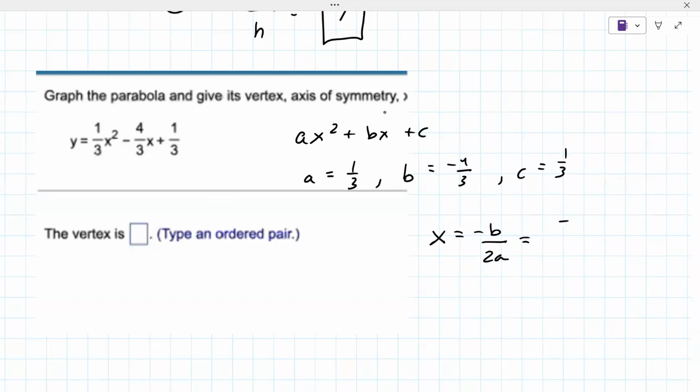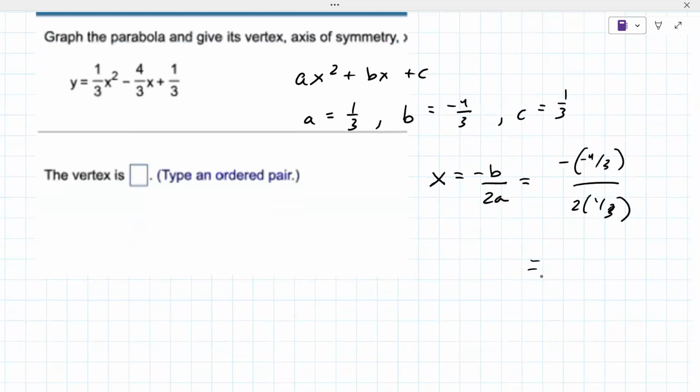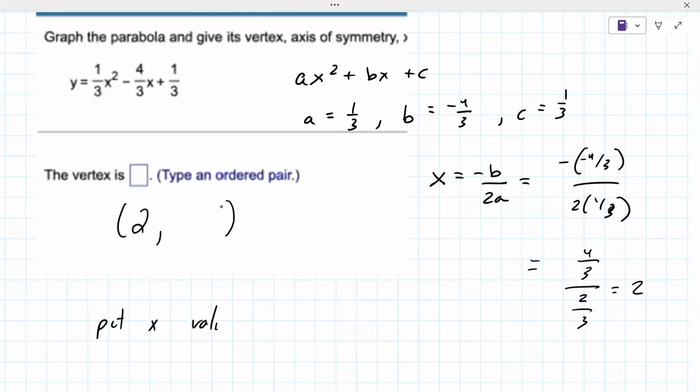And again, this is where it's really useful to have that technology. I won't put you on the spot and ask you to calculate this, but this is the kind of thing where you really want to have your calculator to be able to do this nicely. So this ends up being 4/3 over 2/3, which is 4 over 2, or just 2. And that's the x value. So it's 2 comma, to be determined. To get that y value, you have to put the x value back in.